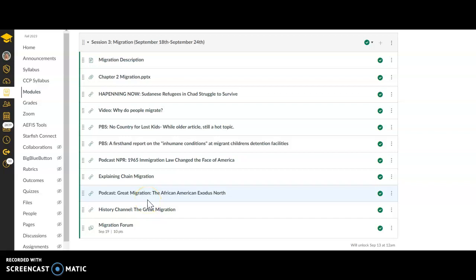That shaped culture in the United States. So there's explaining the difference between chain migration. So we're going to talk about step migration and chain migration, how the 1965 immigration law changed the face of America. So you'll have a forum post due on that reading. Some semesters you won't, but some semesters you will.